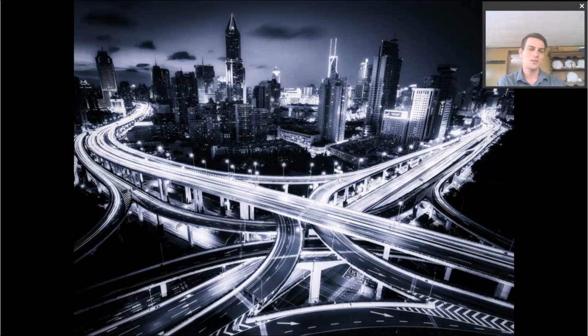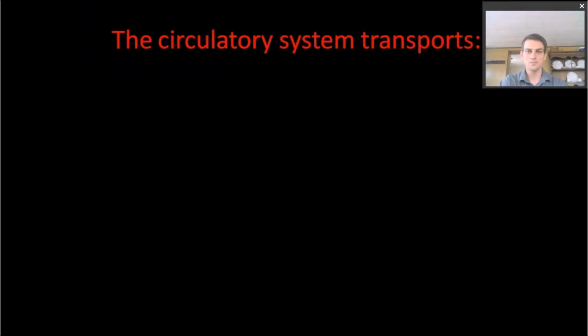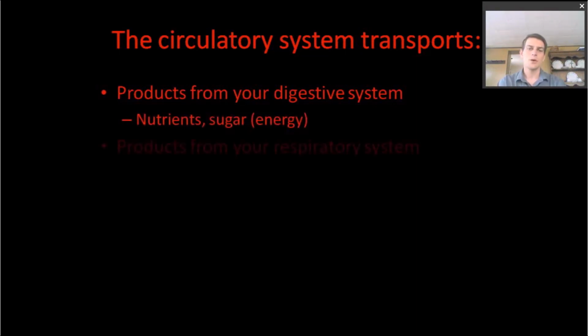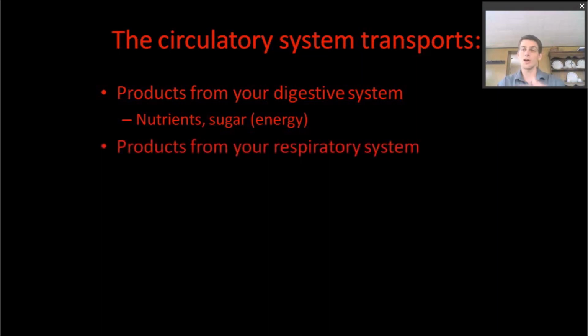The circulatory system is the transportation system of your body. And several of the key things that it transports are products from your digestive system, which would be the nutrients and sugars and other molecules that you would need in your body. Products from your respiratory system, which, as we talked about, you're trying to get oxygen to your body. It also transports waste from your cells.